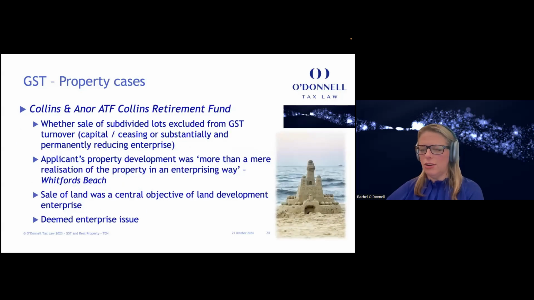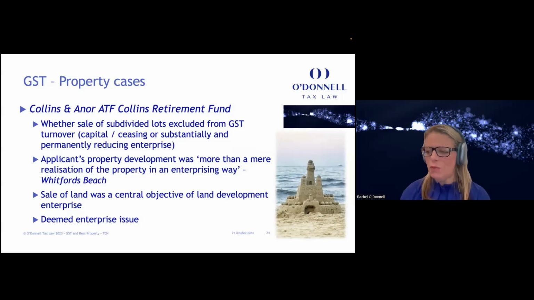So the first case I want to touch on briefly, and there's a bit more information on these in the paper that will be released in due course, is the Collins case. In this case, there was a sale of various subdivided lots. The taxpayer had sought to exclude them from their GST turnover on the basis that they were a capital asset and they were ceasing or substantially and permanently reducing their enterprise.